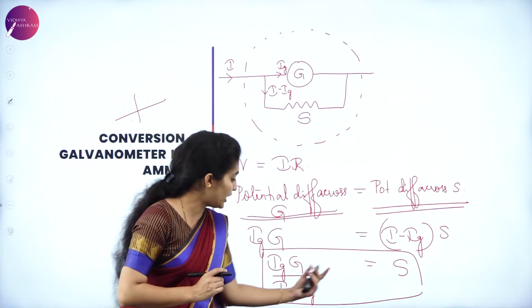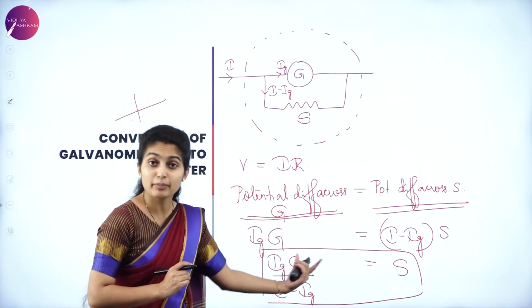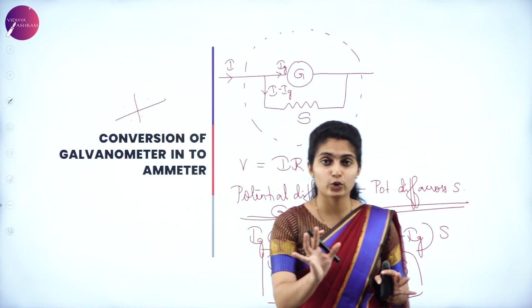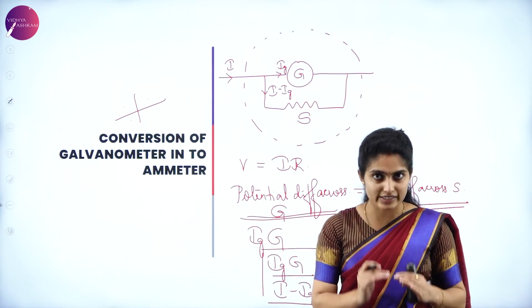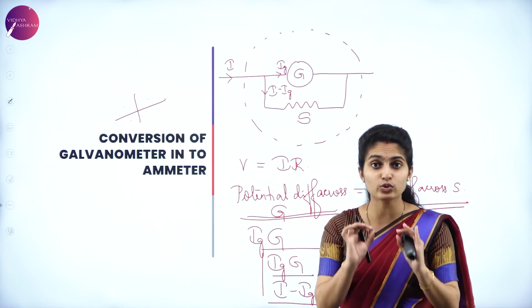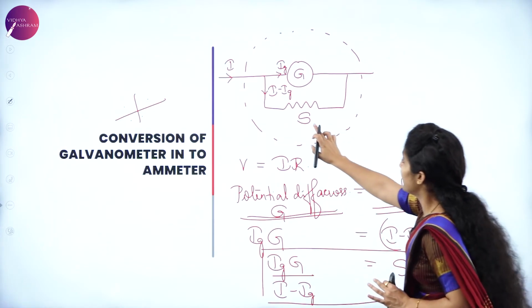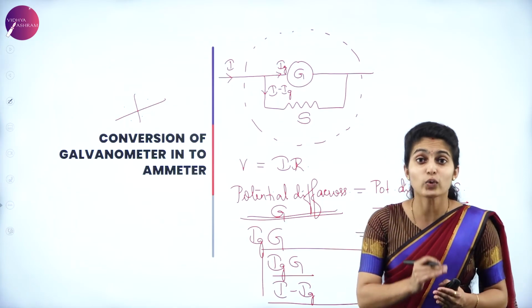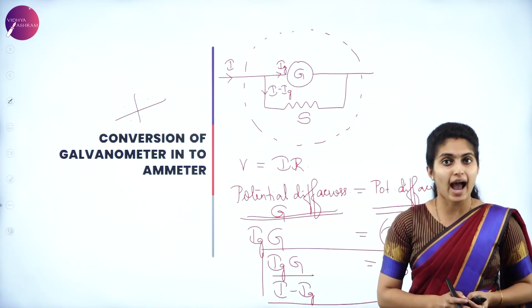So when you calculate for Ig into G divided by I minus Ig, you will get a certain value, and that value is said to be a low resistance value. That value's resistance you're supposed to place over here parallel to the galvanometer. That is when you convert galvanometer to ammeter.